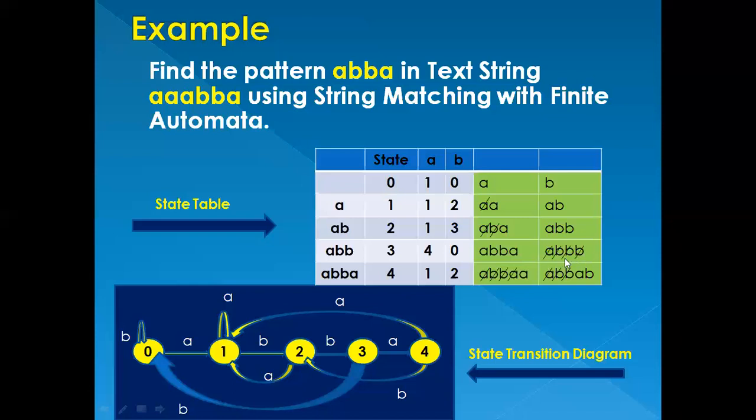Again you need to cancel one more. You're left with B. Again you don't have any state like that. So it's 0. In the last state you have ABBA and you're adding A to it. You don't have a state like that.